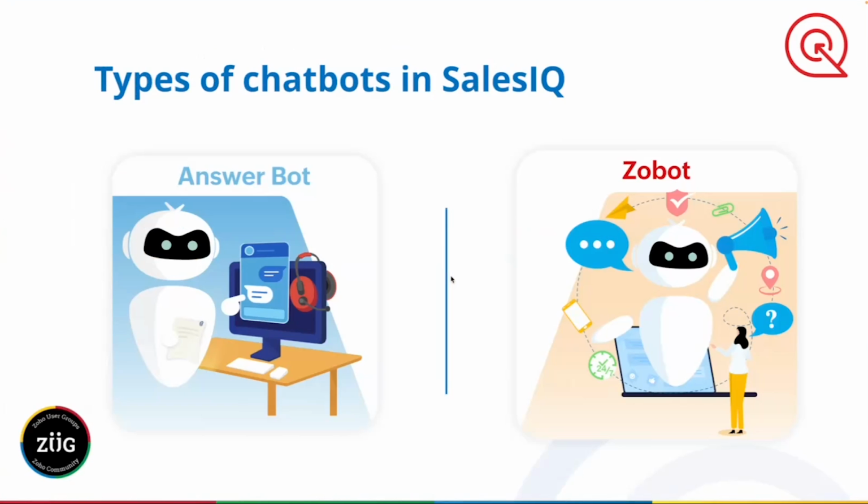So now that we know why we would need a chatbot, in SalesIQ we provide two different types of bots: one is Answer Bot and another one is Zobot. Answer Bot, as the name suggests, answers frequently asked questions. It is a 360-degree support service for your customers. They generally work based on your resources, that is articles and FAQs. So the stronger your knowledge base, the more effective these bots will be. If you want to know more about the Answer Bot, I would recommend you watch the previous session.